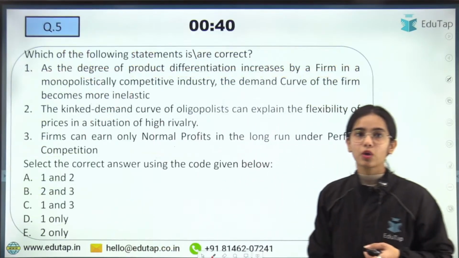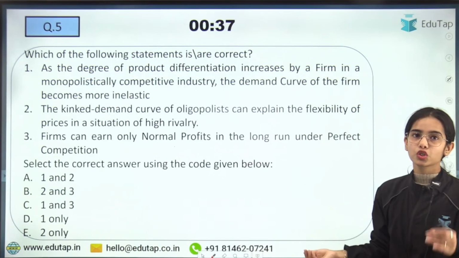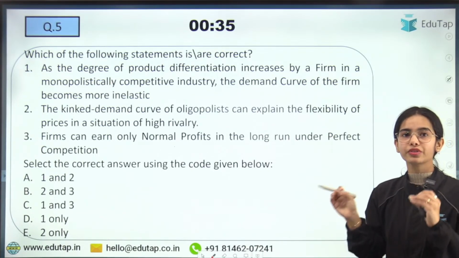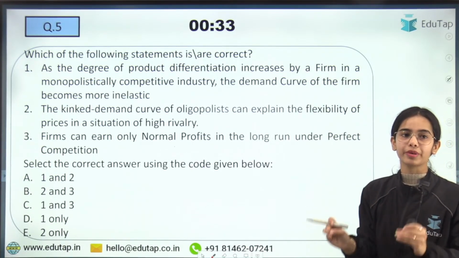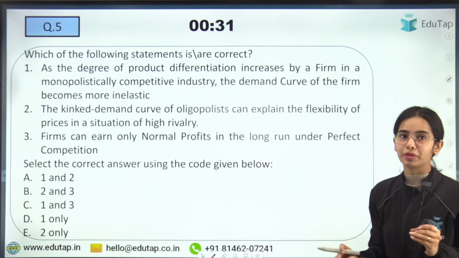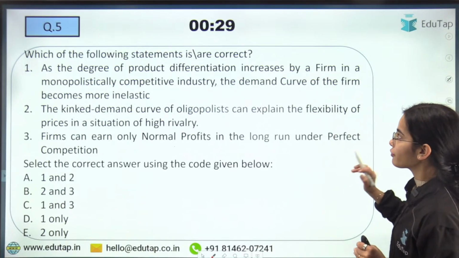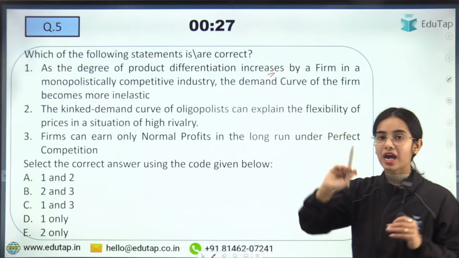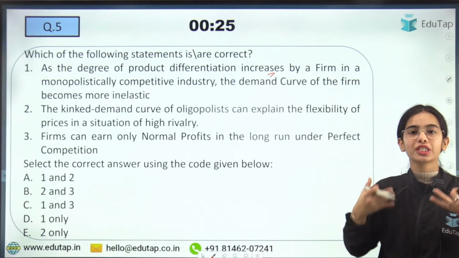Okay. Now coming to the next question. So try to answer the question, try to tell me which of the following statement is or are correct, that you have to tell me. Okay. So as the degree of product differentiation increases, so as there is more product differentiation that is happening.